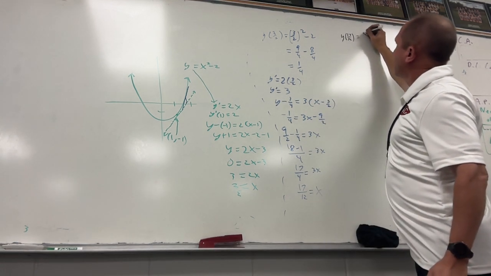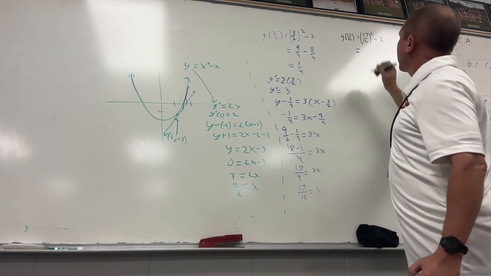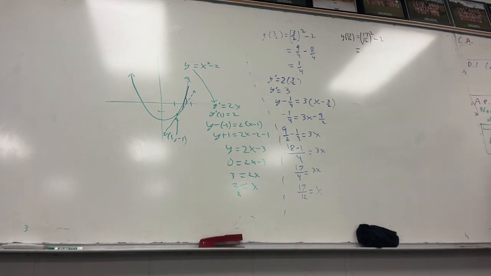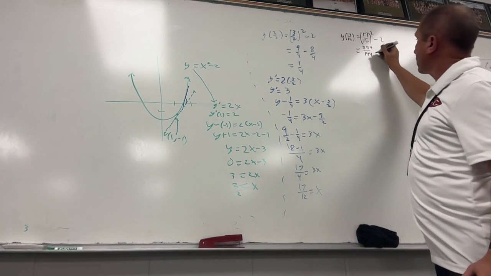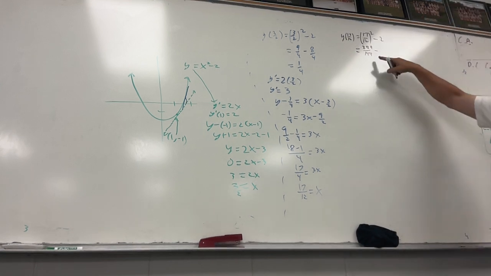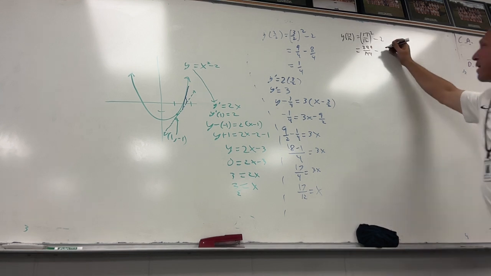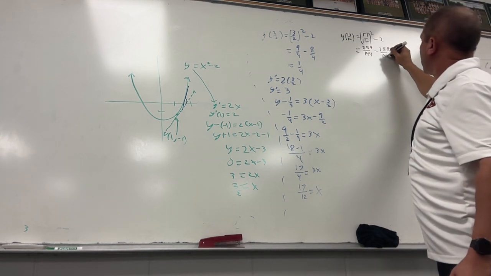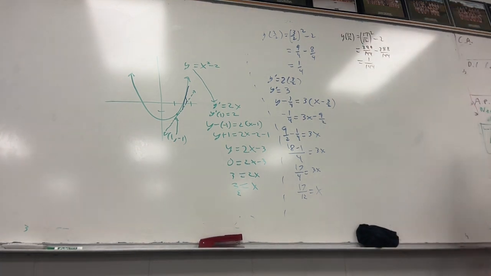And it's going to be 17/12 squared minus 2. All right, 17, if we square it, we get 289. Is that right? Okay. So it's 289 over 144 minus 2. 2 in terms of 144 is what? 288. So I got 288 over 144. So I get 1 over 144 is y of 17/12. Not approximately, it is y of 17/12.